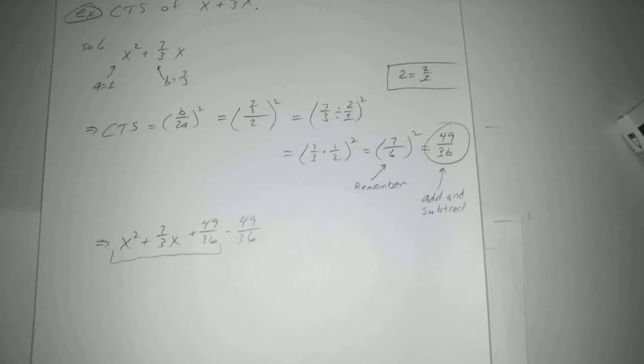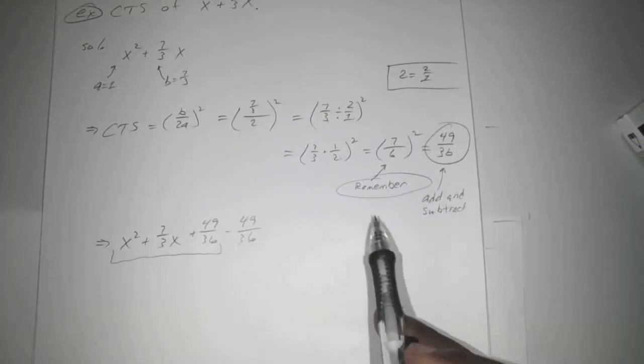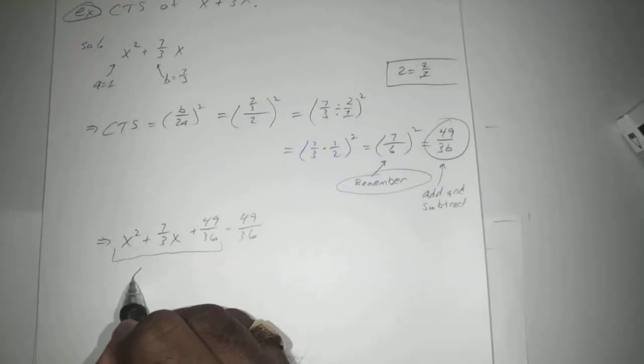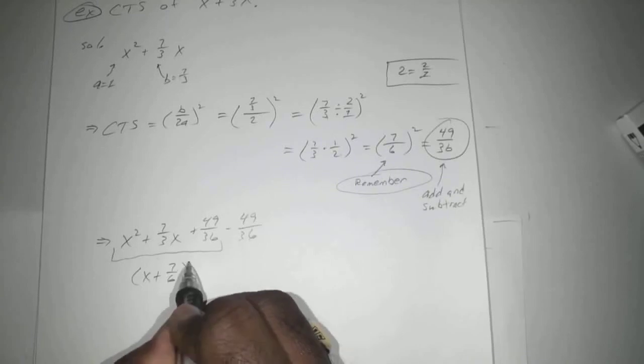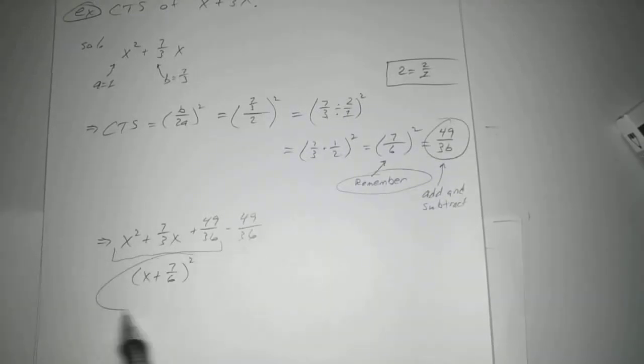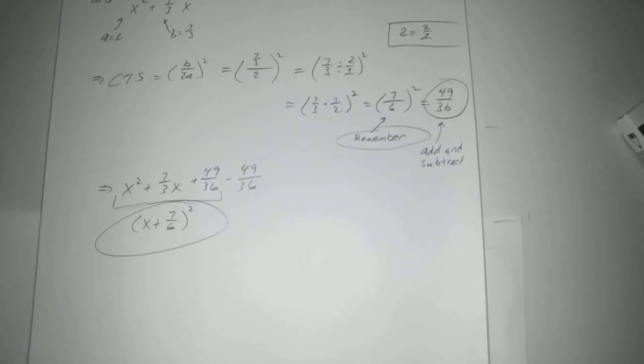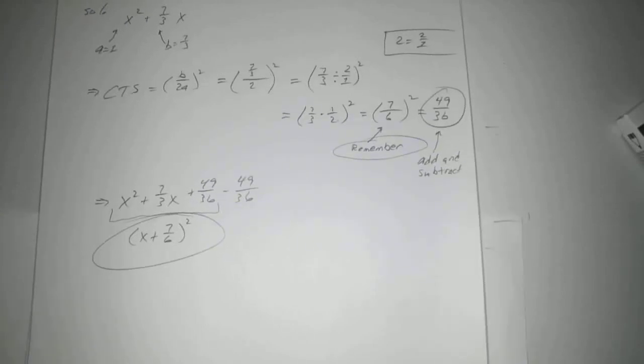Trying to figure out the perfect square trinomial there could be a little tricky because you have all these fractions, but you really just have to remember that value. Once you remember that, that tells you what the perfect square trinomial is going to be. So this is just (x plus 7 over 6) squared, and that would be your answer. That's why just before you apply that square, you want to remember that value. Does that make sense?